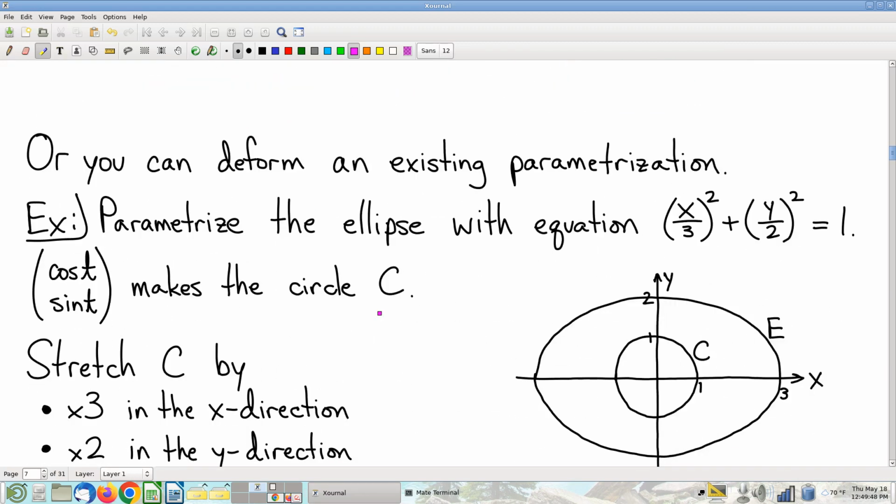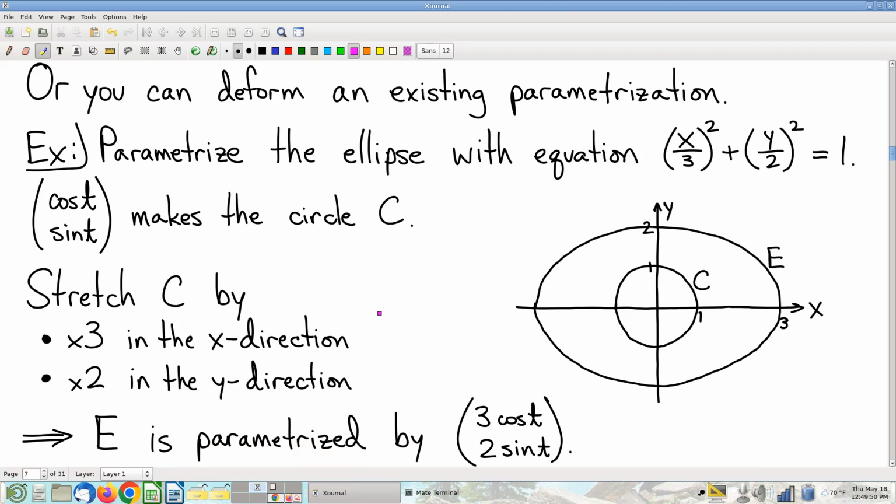Okay, here's another one. This is another really good trick. Sometimes you want to parameterize something that's not that different from something you've already parameterized. And then you find yourself thinking, am I going to have to reinvent the wheel here? I already went to a bunch of trouble and parameterized something so similar, surely I can take what I've already got and just tweak it appropriately. So I call this deforming an existing parameterization. So here we go. Suppose you want to parameterize this ellipse, specifically the ellipse with this equation.